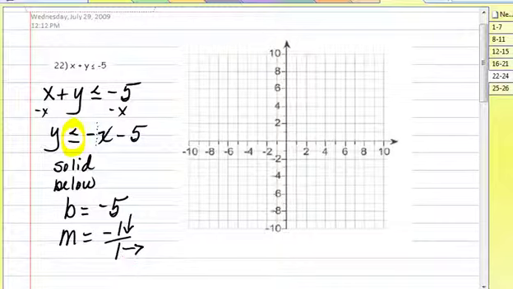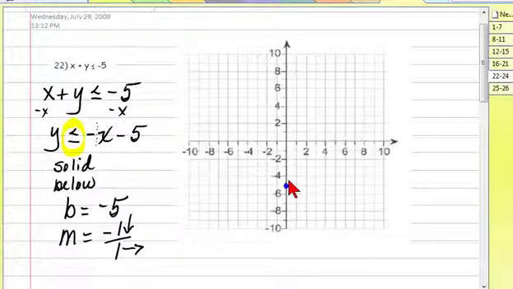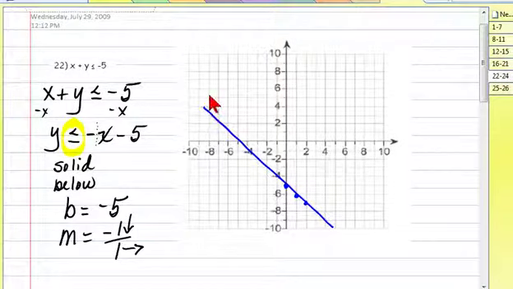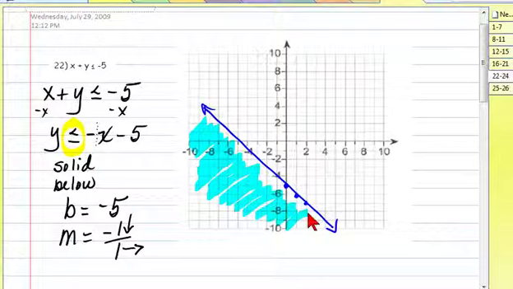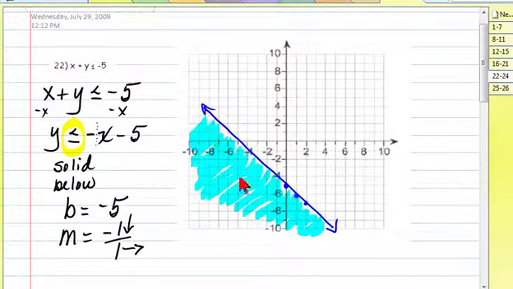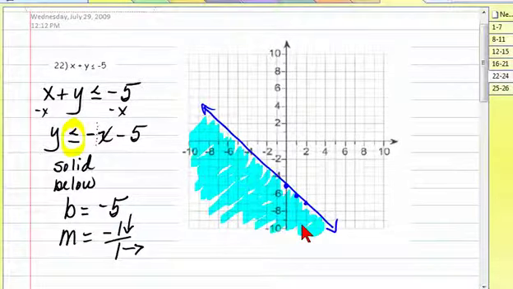All right. I'm going to begin at -5. From there, I'm going to go down 1, right 1. Okay. And I'm going to draw in a solid line. And you told me to shade below. You won't have to worry about having any pretty pencils or markers because this will be, of course, multiple choice online. But you will be looking for that graph.